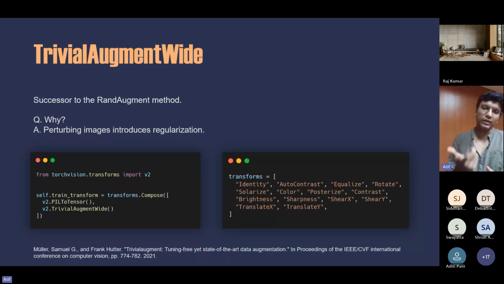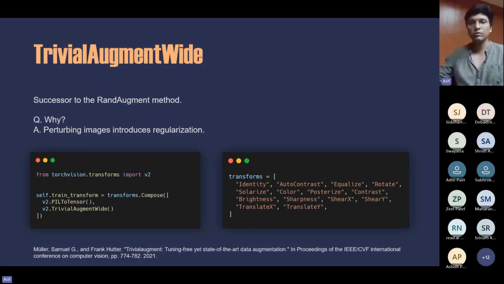Now, TrivialAugment Wide says you don't need those hyperparameters. Just randomly pick one augmentation at every epoch, and randomly apply it. So between 0 to 255, 0 to 1, whatever you prefer, just apply some uniformly randomly chosen value. And it turns out that applying these random perturbations actually improves upon the performance of RandAugment without having to use any further hyperparameters. So no tuning is required.